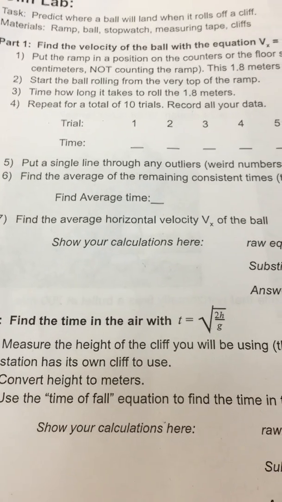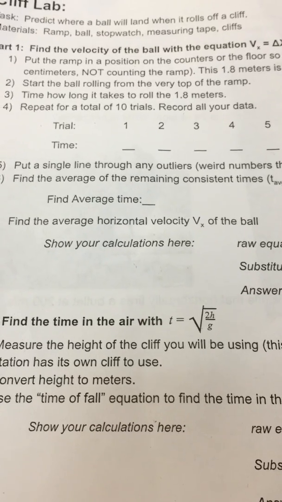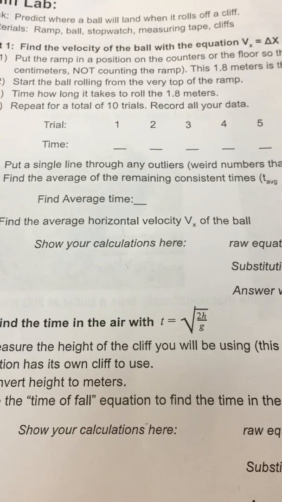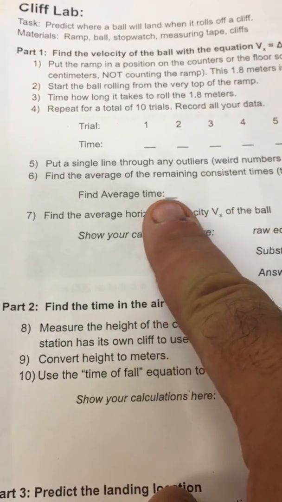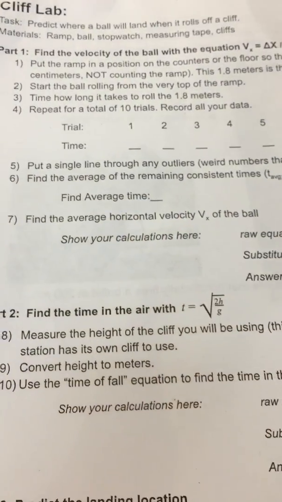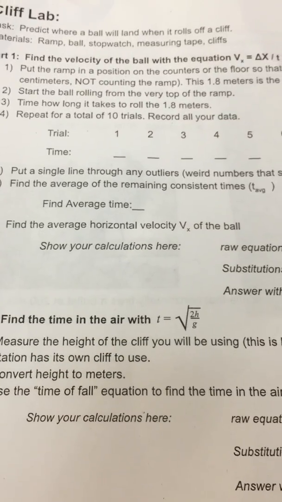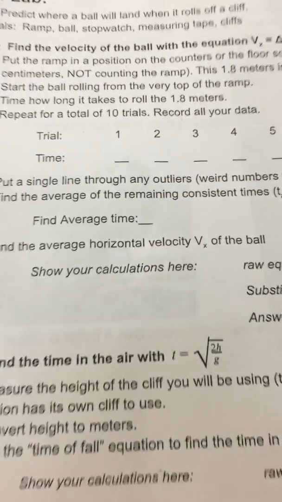That's step 6. So maybe you crossed off 3 outliers. So you're going to find the average of the other 7. And you're going to write down the average time then right there. Step 7, find the average horizontal velocity of the ball. To find that, you're going to use the equation up here.